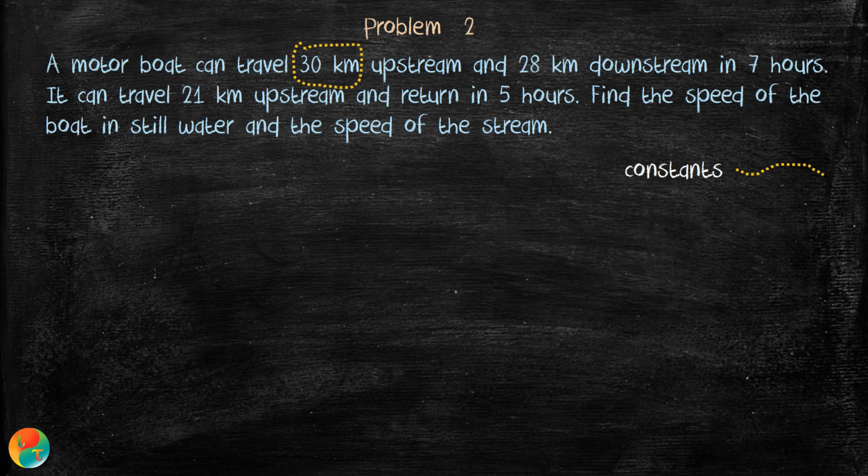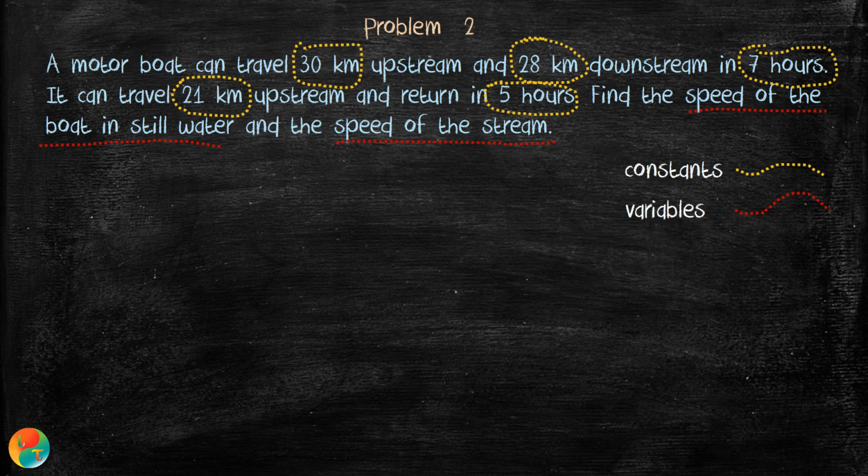According to our first step, I cannot find any person that I can relate to, so I'm directly jumping on to the second step, that is identifying the constants and variables. So in the given question, the constants can be easily seen, which are 30 kilometers, 28 kilometers, 7 hours, 21 kilometers and 5 hours. Now variables. The question is asking to find the speed of the boat in still water and the speed of stream. It means the variables are right in front of our eyes. Speed of boat in still water and speed of stream are the variables in the given problem.